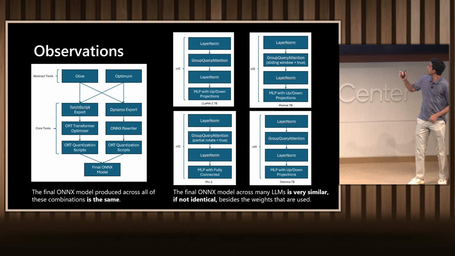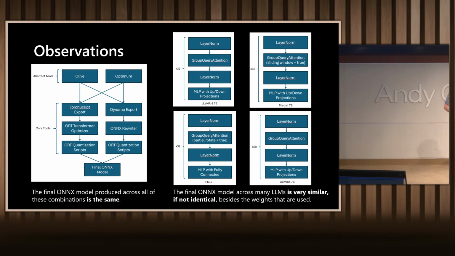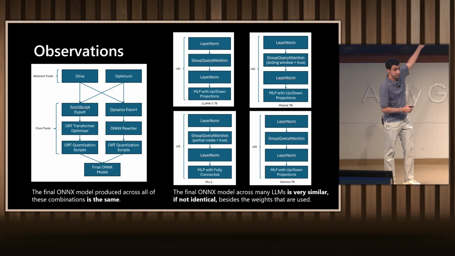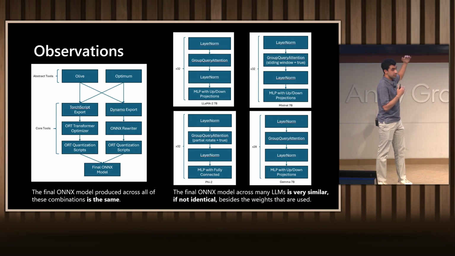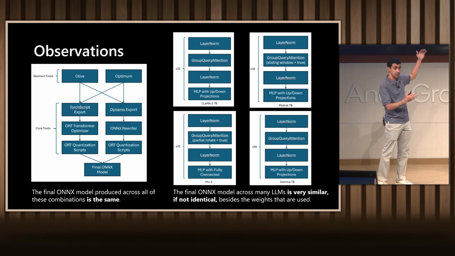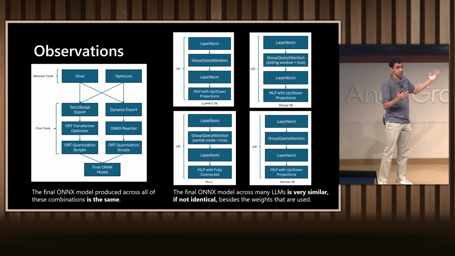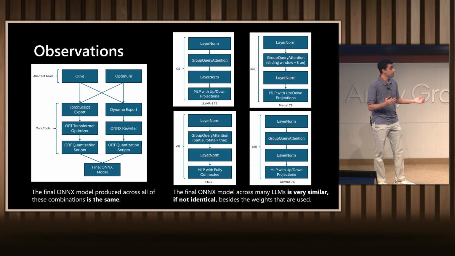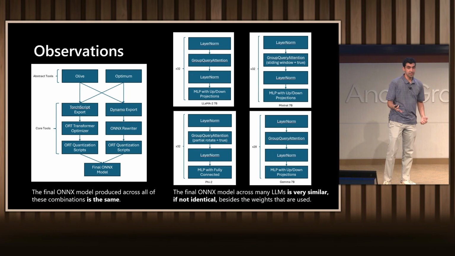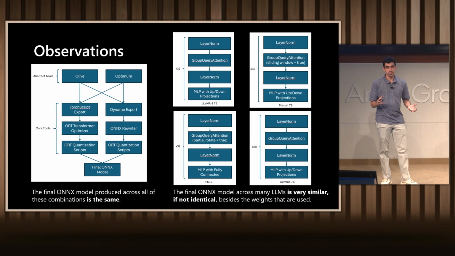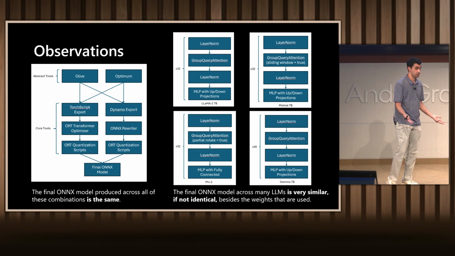So in the top left, actually I'll go on this side to make it easier to point. So in the top left, you can see Llama 2 7 billion. Typically, it's structured as some sort of input layer norm, a group query attention, a post attention layer norm, and an MLP layer with up-down projection style for 32 layers, let's say. Now, if we look at Mistral, the only difference really is that the sliding window attribute is enabled for the group query attention operator.